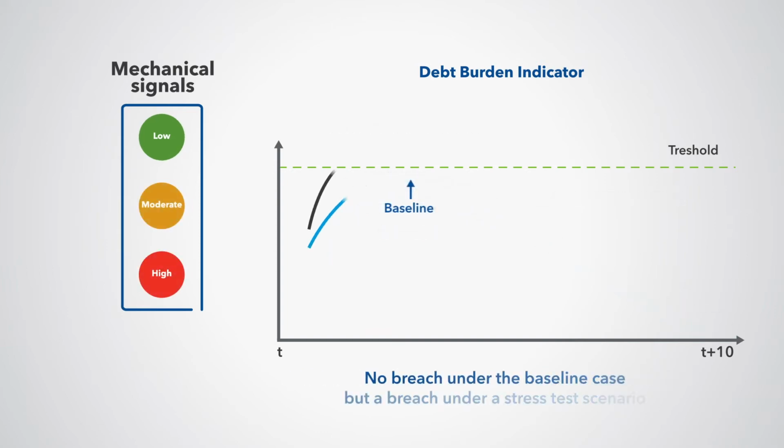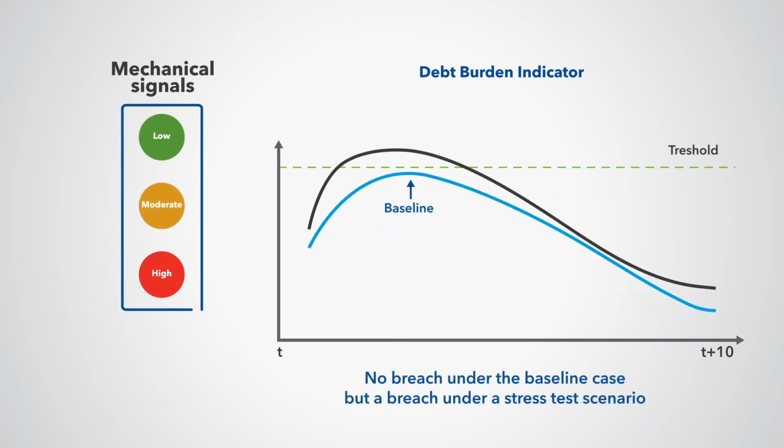In the second case, projected values for the debt burden indicator do not breach the corresponding threshold in the baseline scenario, but they breach the threshold for the most extreme shock scenario. In this case, this debt burden indicator signals some risk of future debt distress.